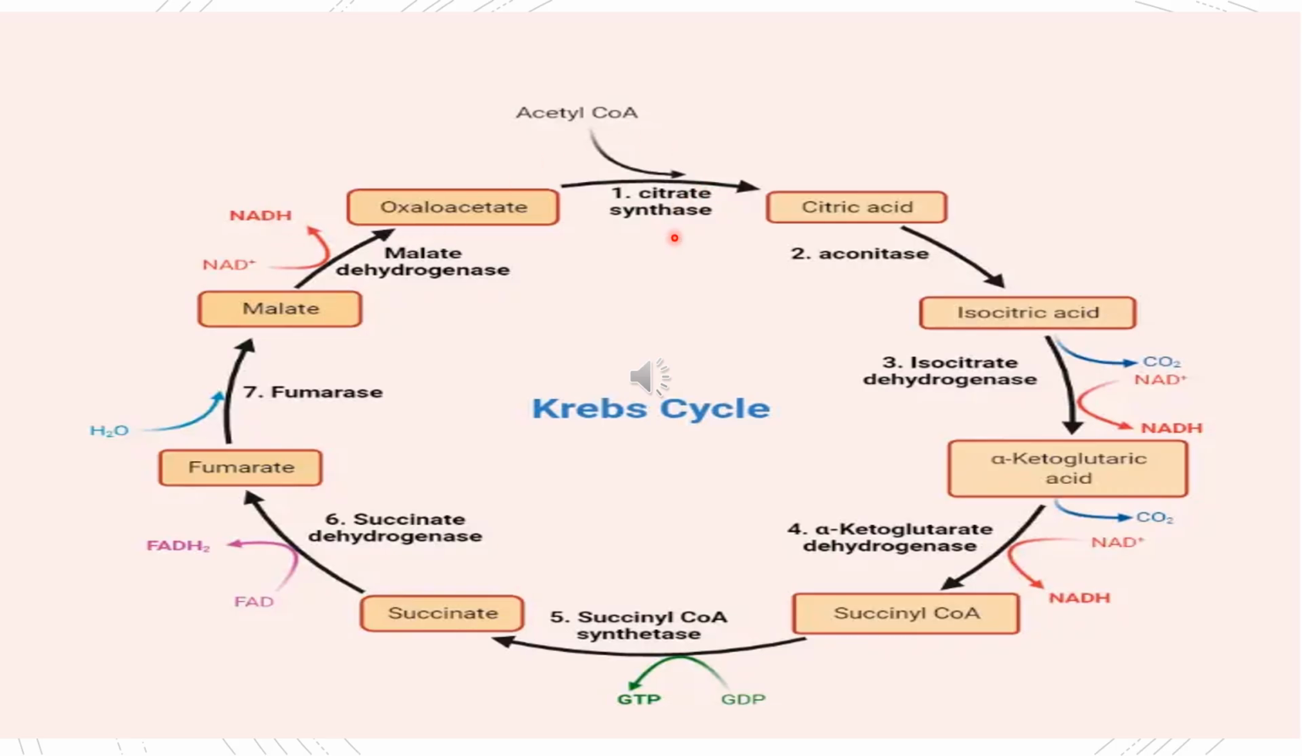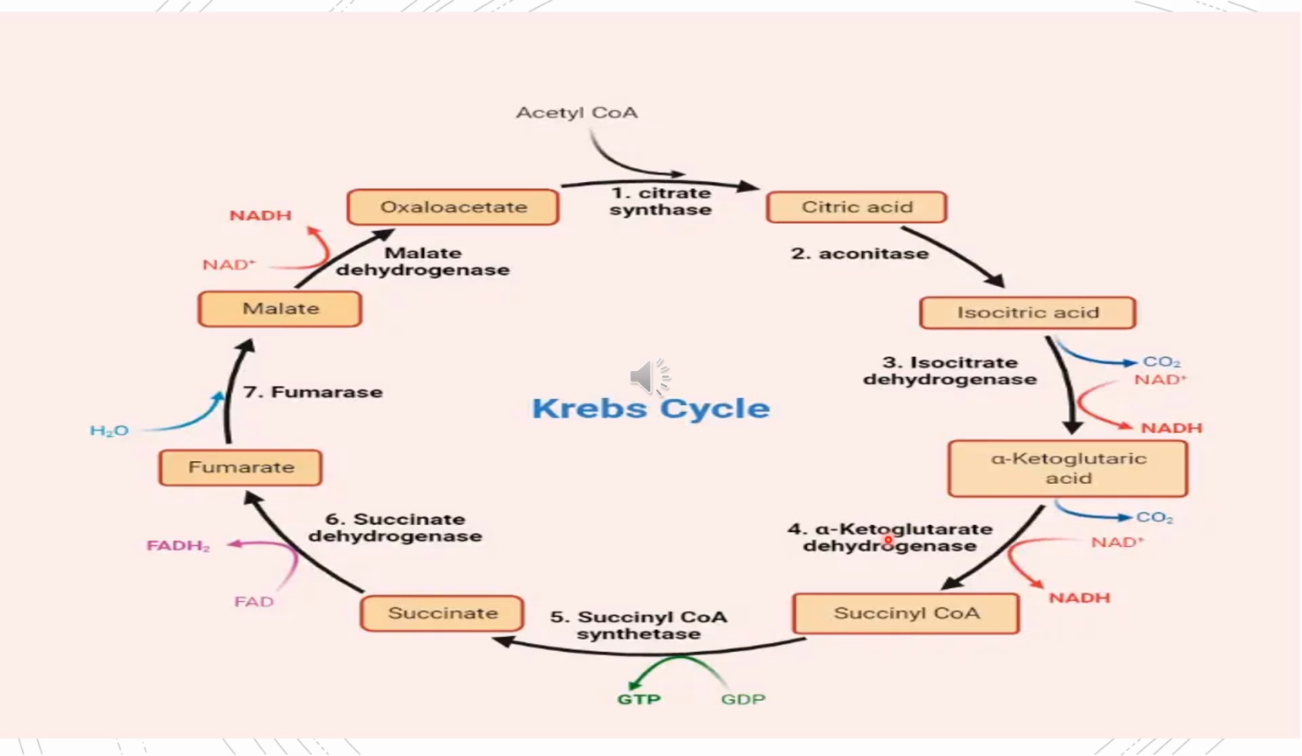So, what does it produce? Now, for each acetyl-CoA, the Krebs cycle generates 3 NADH, 1 FADH2, 1 GTP or ATP, and 2 carbon dioxide. Now, why is this Krebs cycle important?